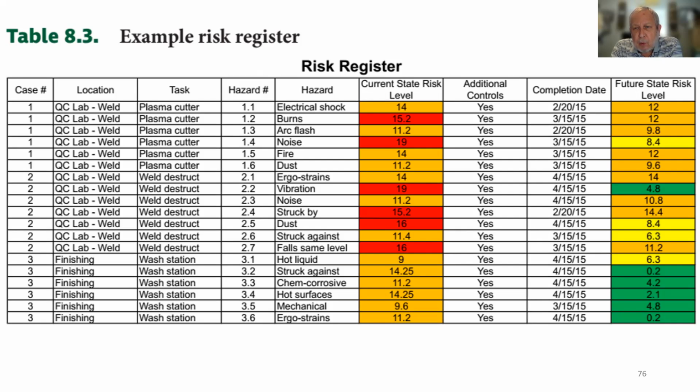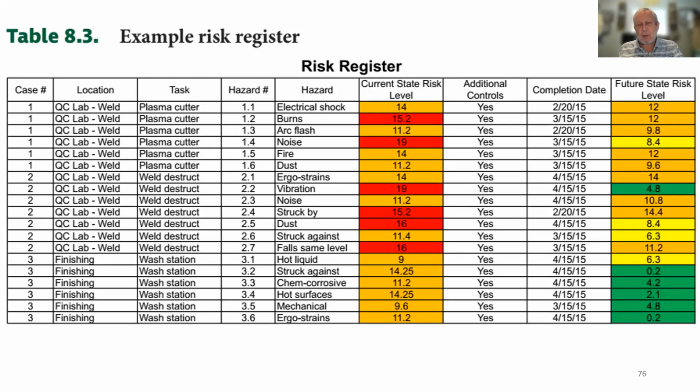And then additional controls that have been completed by the dates shown there, and they give you the future state risk level. So by putting in those controls, they have taken the hazard from all orange and red down to orange and some yellow and actually some green. So you have, like, at the bottom, 3.4 hot surface with a 14.25. They put in additional controls, I don't know what they are, and got it down to a 2.1. That's pretty significant if you can do that.